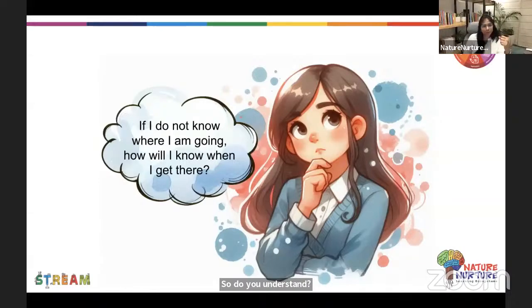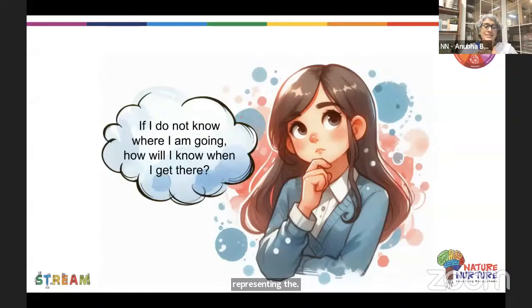Now look at this picture. Who do you think this girl is? Is she representing me, or is she representing Anubha ma'am, or is she representing the practitioners' fraternity? I personally feel, ma'am, that it is a picture that represents the entire fraternity, because we really need to be focused. We need to know where we're going, right? Otherwise, we're just going to go round and round in circles.